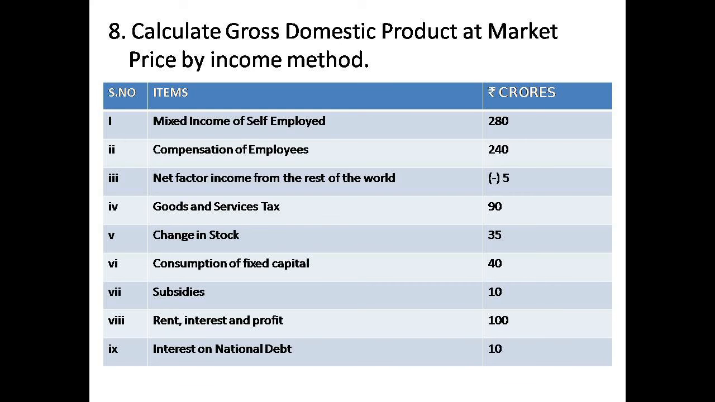We will look into one more problem. Calculate gross domestic product at market price, GDPMP. Items given are mixed income of self-employed and compensation of employees. They have not given operating surplus; instead, rent, interest and profit they have given. That is nothing but operating surplus, 100. Have a look at the solution.